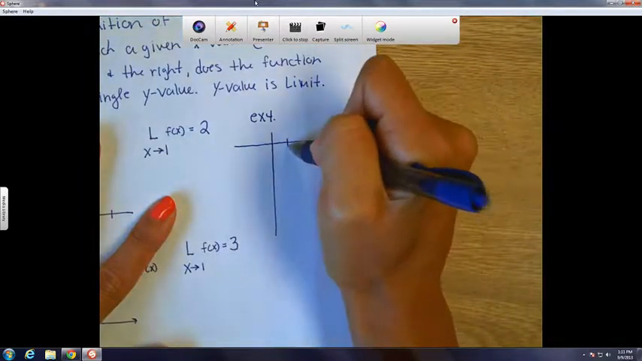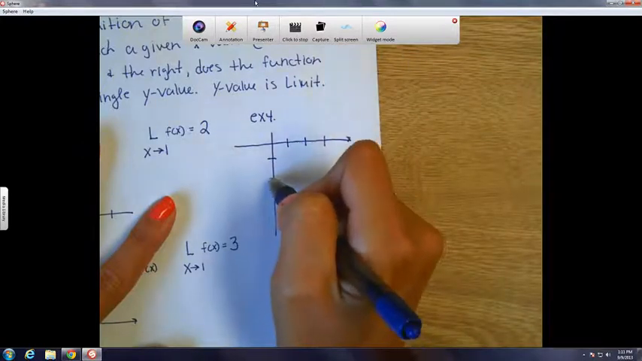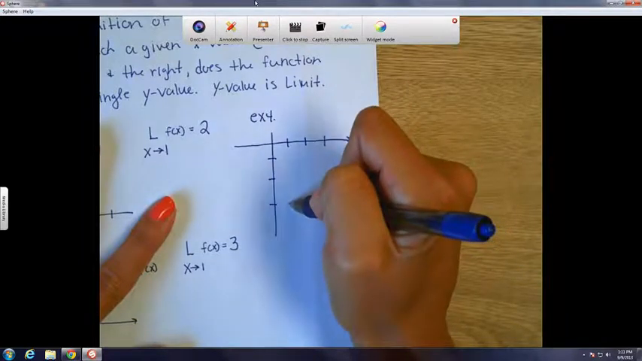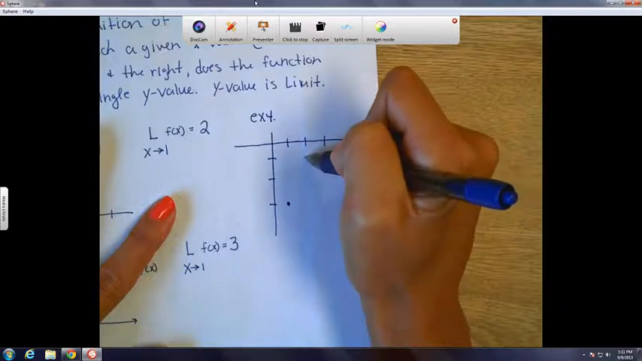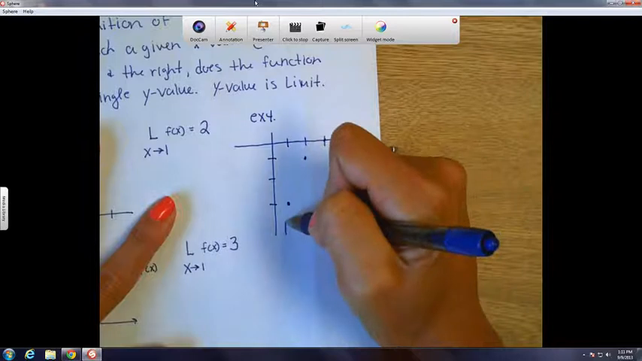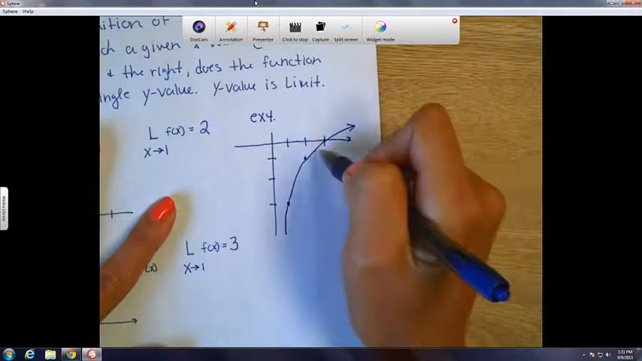So 1, 2, 3. 1, 2, 3. Let's hit 1, negative 3. 2, negative 1. 3, 0. Nice continuous function.